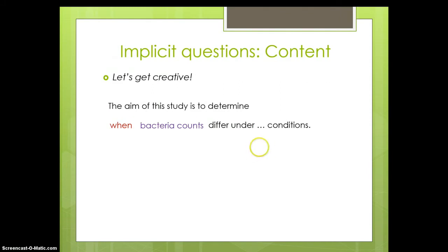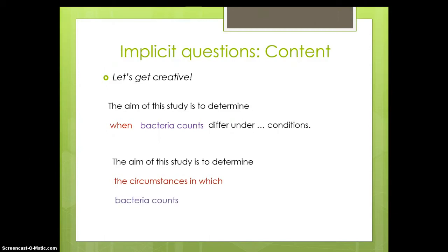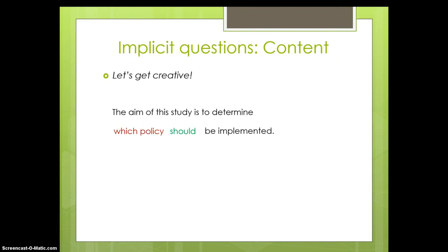Okay, let's try another one. The aim of this study is to determine when bacteria counts differ under the two conditions that we talked about. When? That's a question about time. It's a question about circumstances. It's a question about situations. So I would probably do something like: the aim of this study is to determine the circumstances in which bacteria counts differ under these two conditions. I still use the WH word, but this is a relative clause. It's not a question. All right, so we've done it with a how and a when. Let's see what else we have here.